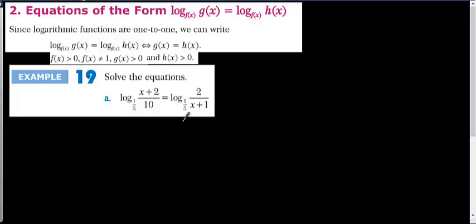Here we have the question. If we explain the question, the bases are 1 over 5, logarithm base 1 over 5, and here 1 over 5. So this is 1 over 5, the first condition, which is f(x). 1 over 5 is greater than 0, this condition, and 1 over 5 is not equal to 1. The first condition is satisfied. Now we need to find g(x) equal to h(x), then we need to check g(x) is greater than 0 and h(x) is greater than 0.